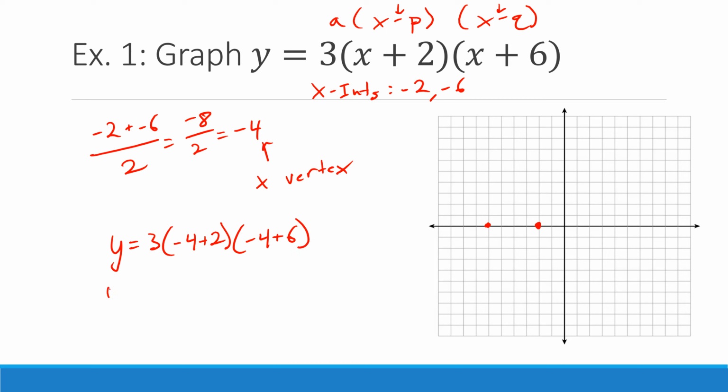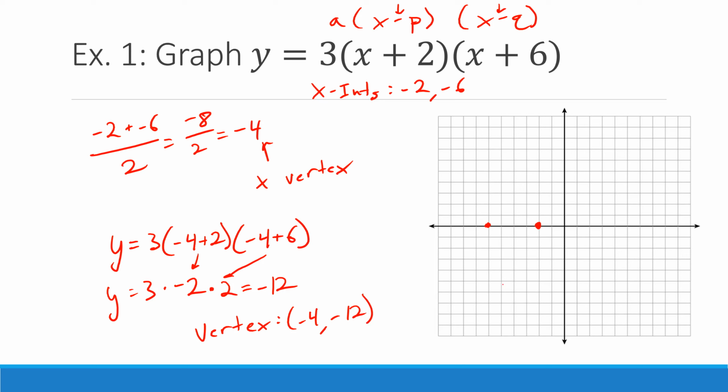So y equals 3 times, I'm plugging in -4 for my x to figure out what the y-coordinate is that matches up with that x-coordinate. Let's do parentheses first. So I have 3 times -2. Oh no, that's +2. So I have 3 times -2 is -6, times 2 is -12. So my vertex has the x-coordinate of -4 and the y-coordinate of -12.